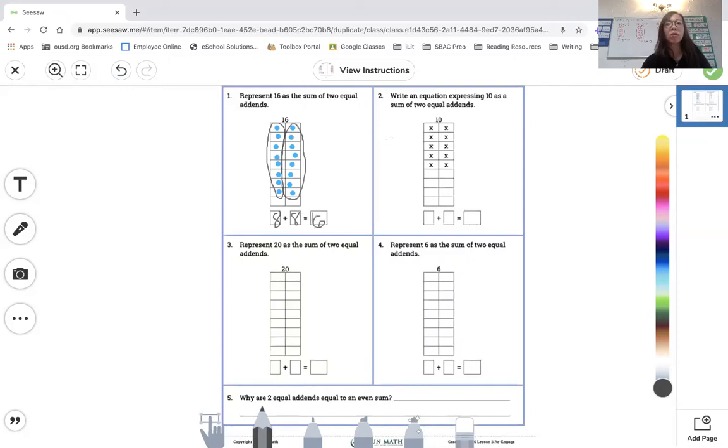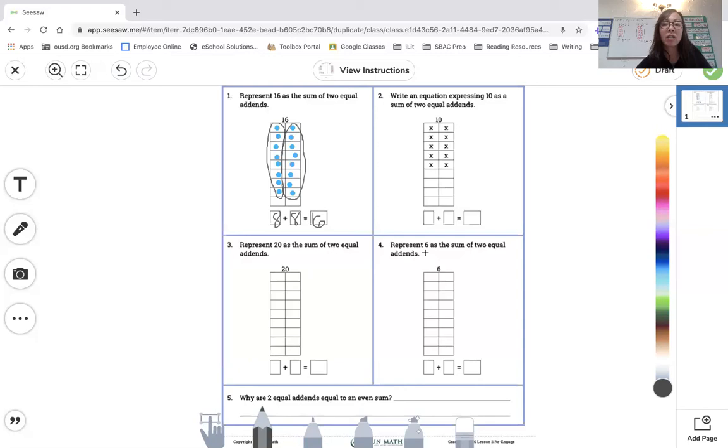In number 2, you're going to write the equation expressing 10 as a sum of 2 equal addends. So part of your work is already done. You're just looking for what the equal addends are. In number 3, you're representing 20 as the sum of 2 equal addends. And then number 4, you're representing 6 as the sum of 2 equal addends. And please don't forget number 5.